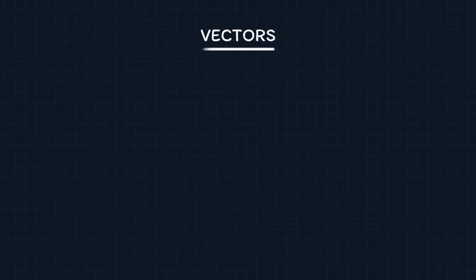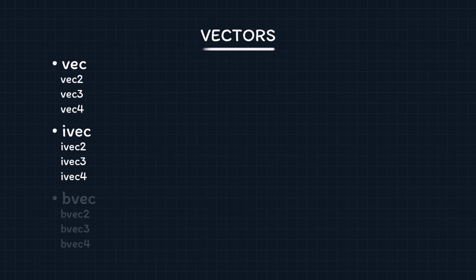Now let's start with vectors. We actually have three categories of vectors, if you will. Float vectors labeled as vec, int vectors labeled as ivec, and boolean vectors labeled as bvec. So basically, each one of these categories is composed of a certain number of elements that belong to one of the basic types that we've seen earlier.